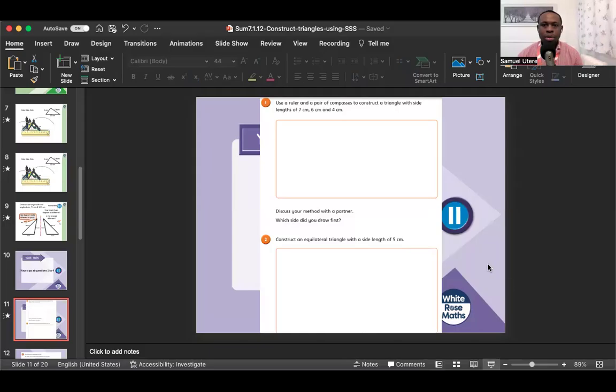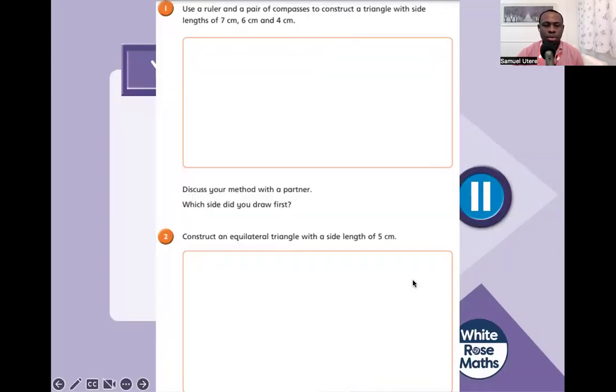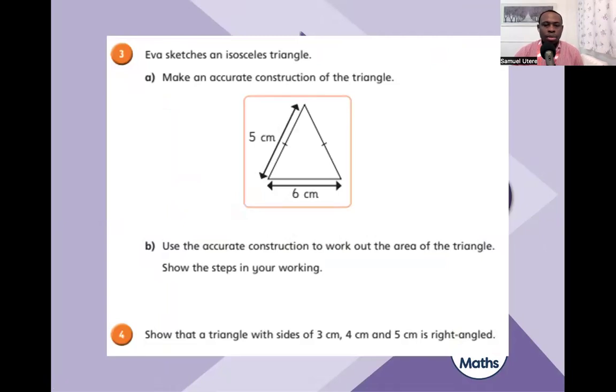Okay, so you saw the solution to questions number 1 and 2. Question 3 and 4, you were asked, Eva sketches an isosceles triangle. Make an accurate construction of the triangle. Use the accurate construction to work out the area of the triangle and then show the steps in your working. Then question 4, show that a triangle with sides of 3 by 4 by 5 is right angled.